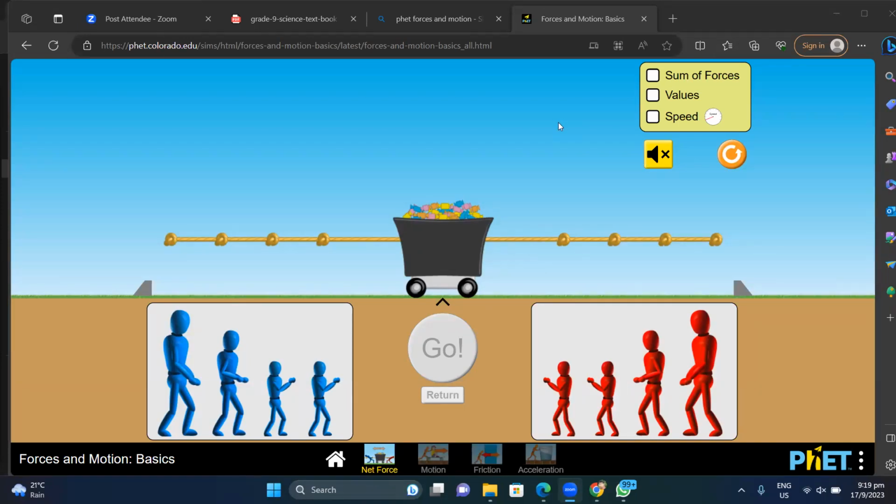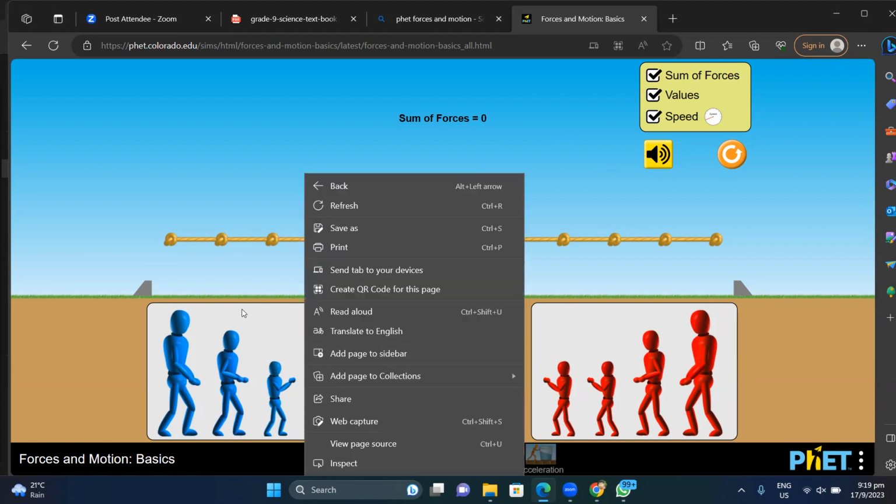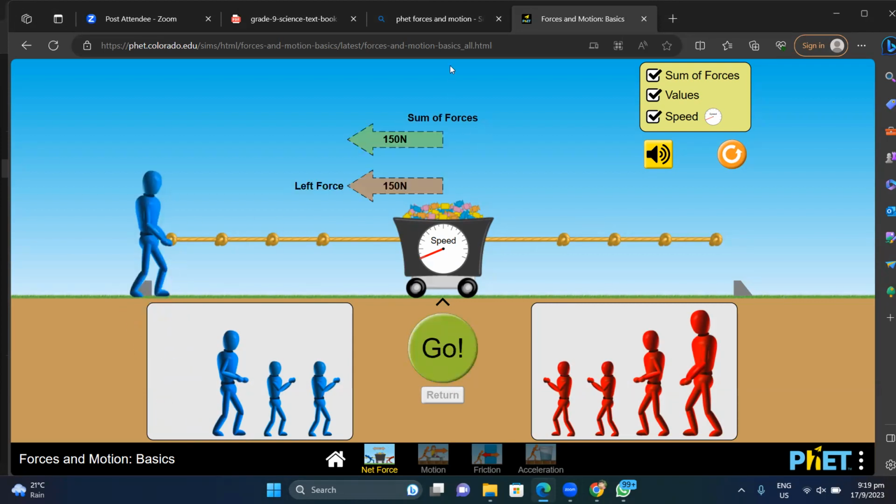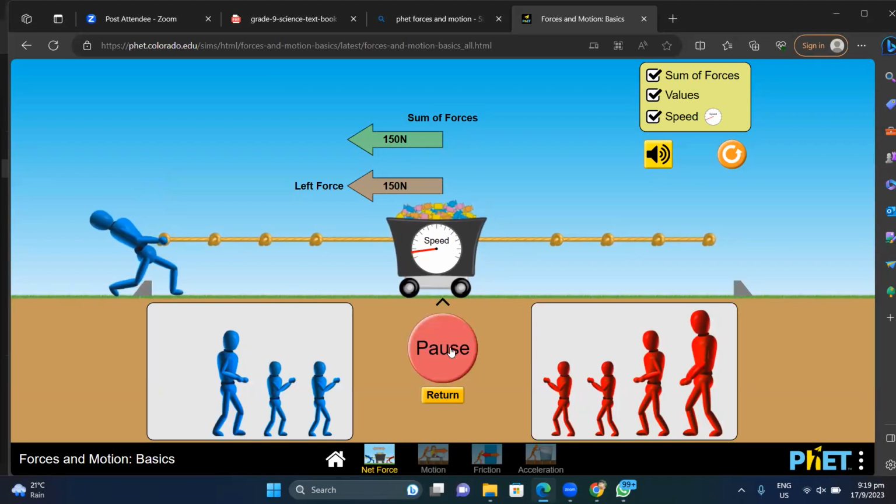Now you can see here, the first thing is the sum of forces, values, speed, all these things can be visible. You can put sounds also. And let's put a force. You're just adding this one. Okay, here you can see the sum of forces is 150 Newton. When you drag, what will happen?